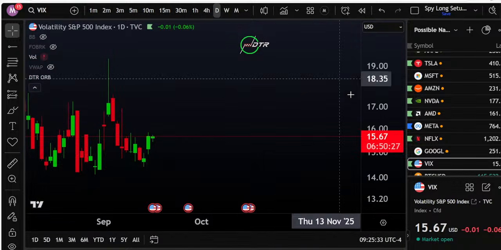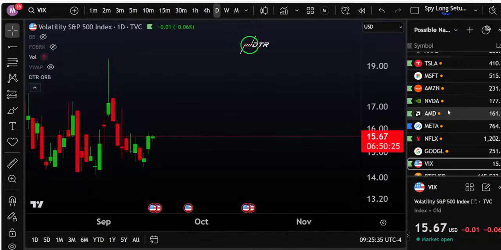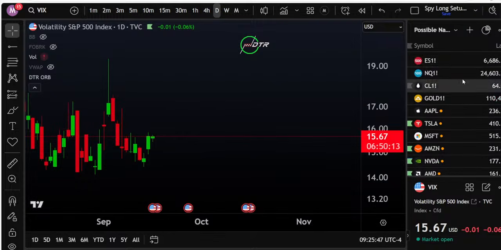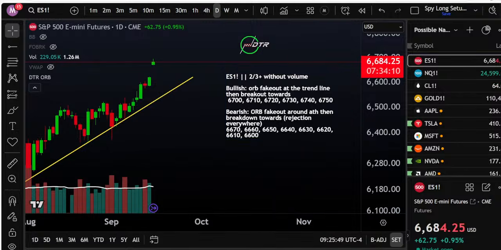And then VIX at 15.67. So pretty interesting, right? With potentially where we're at here this morning. And yeah, hopefully we can get ourselves a nice trading day going here today. So any questions here, team? Anything you guys want to go over? How's everyone feeling today?